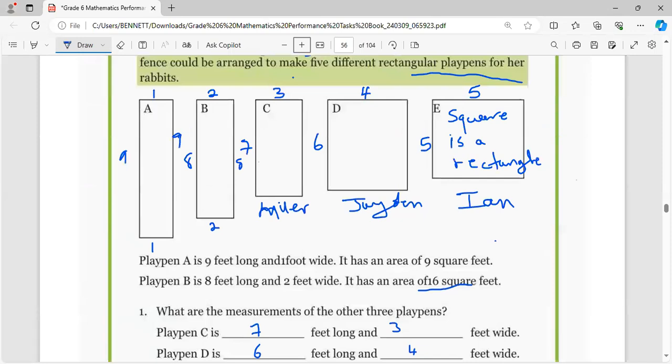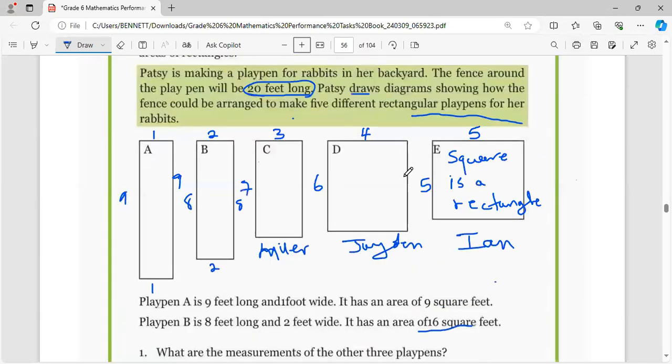The measurement, the four sides should add up to 20. Yes, sir, 20. Because the measurements aren't like the normal ones I do in class, because the ones we do in class give us two numbers to work out at once.